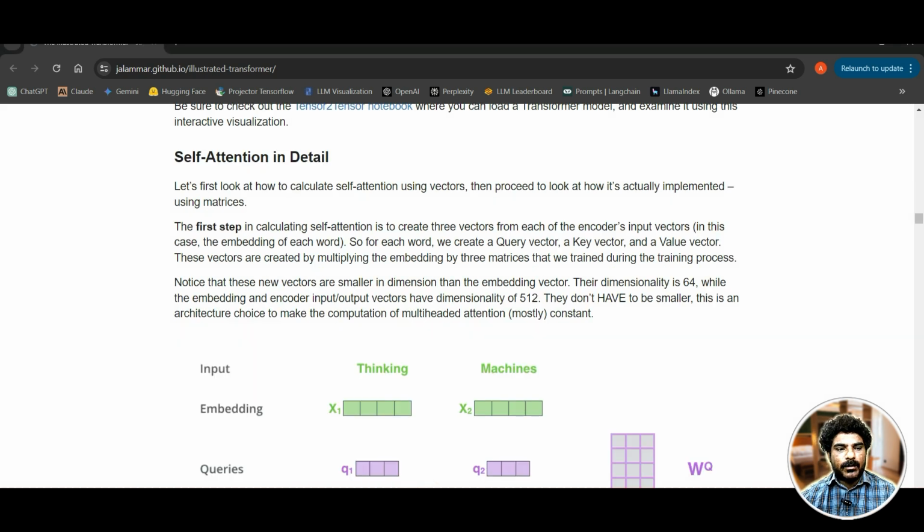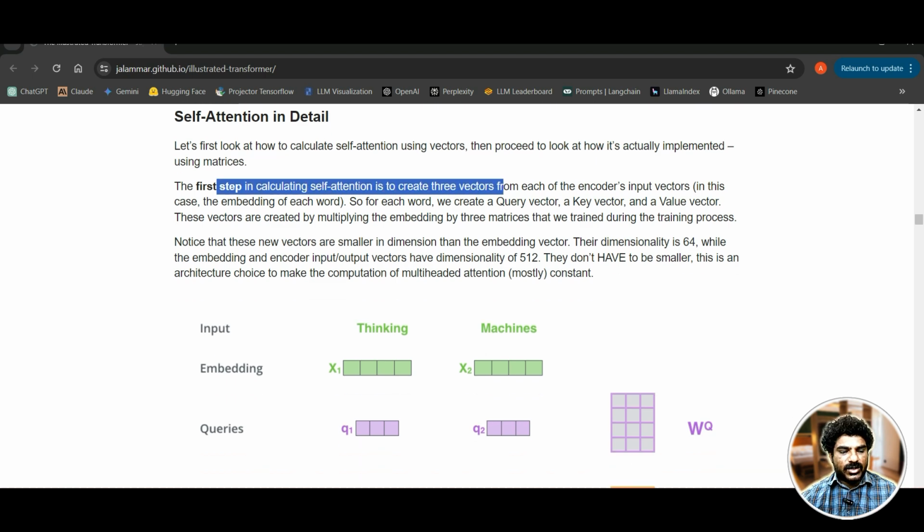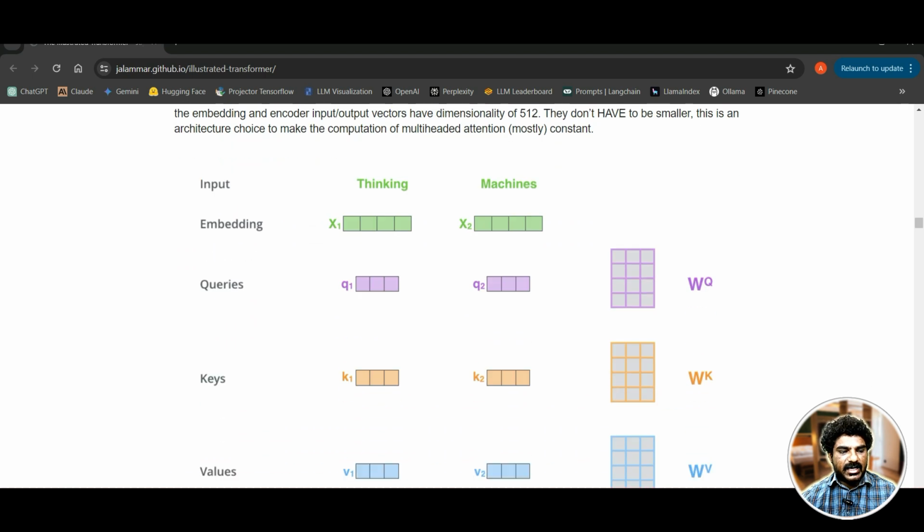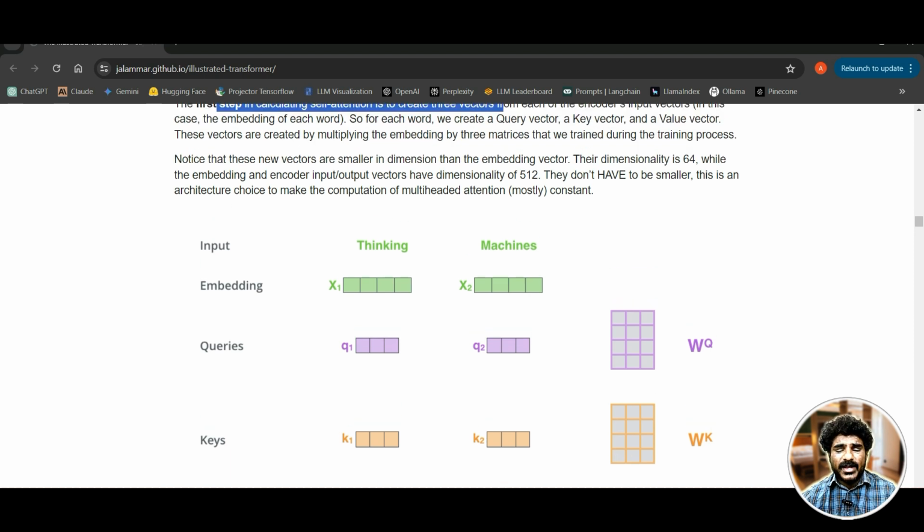So let's dig deeper into self attention and see how you calculate it using these vectors. The first step in calculating self-attention is to create three different vectors: the query vector, the key vector, and the value vector. The size of the embedding is 512, and these query, key, and value vectors are of size 64. Why 64? Again, this is an architectural choice or architectural need. That's why they have used 64 dimensionality.